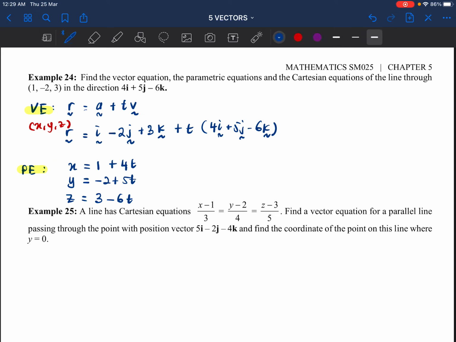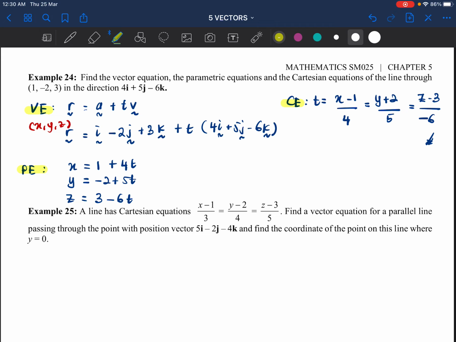Now we want to find the Cartesian equation. Basically for the Cartesian equation we just make t the subject. So t equals, the first one, x minus 1 over 4, equals the second one, y plus 2 over 5, and the last one, z minus 3 over negative 6. So this is your Cartesian equation. Okay, so those are the 3 equations for the equation of a line.